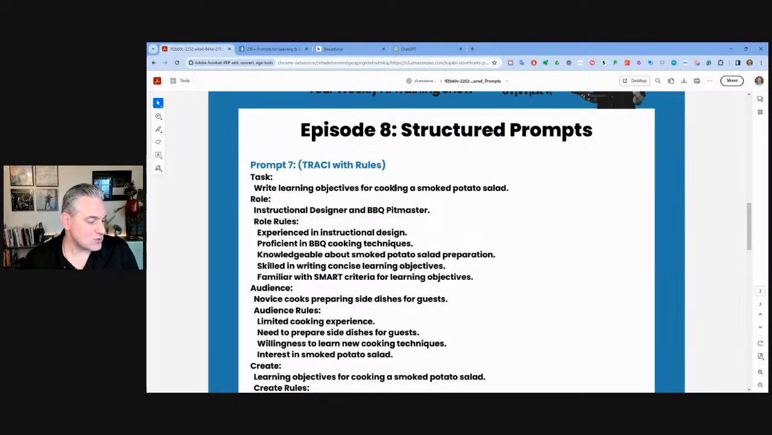And so the task is very simple. It's write learning objectives for cooking a smoked potato salad. The role, instructional designer and barbecue pitmaster. Okay, we're good with that. The role rules. Okay, so now we have specific instructions about the role. Experienced in instructional design, proficient in barbecue cooking techniques, knowledgeable at smoked potato salad preparation, skilled in writing concise learning objectives, familiar with SMART criteria for learning objectives. Got two different things happening there because of role stacking.